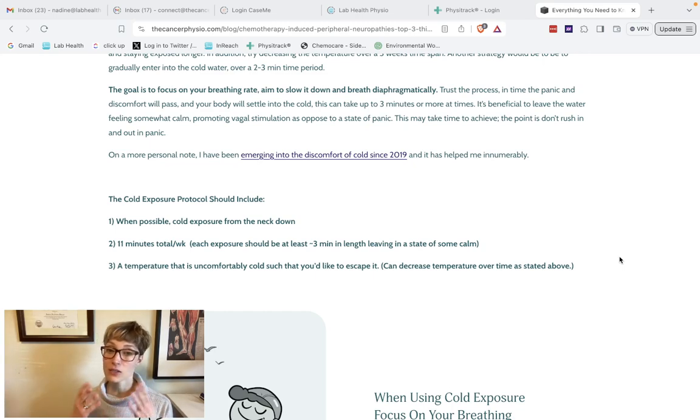Each exposure should be around 3 minutes in length, allowing you to achieve a little bit of calm. And the temperature should be slightly uncomfortable, but you'd like to escape it, bearing in mind that you can decrease that temperature over time, starting with more comfortable temperatures, focusing on your breathing, training your breathing, and then practicing over time.